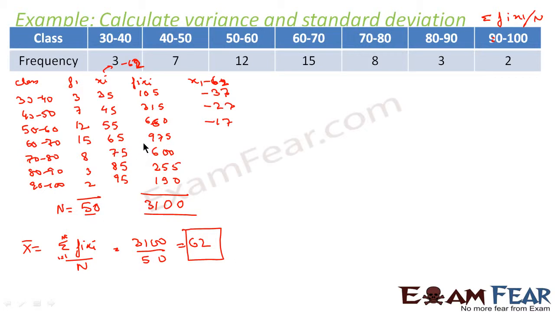65 minus 62 is nothing but 3. 75 minus 62 is 13. 85 minus 62 is 23. And 95 minus 62 is 33.